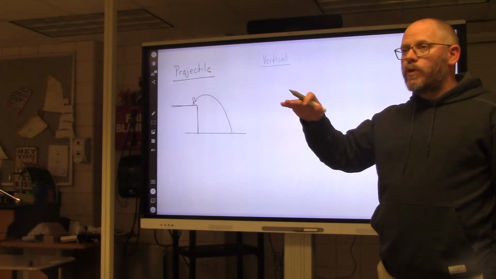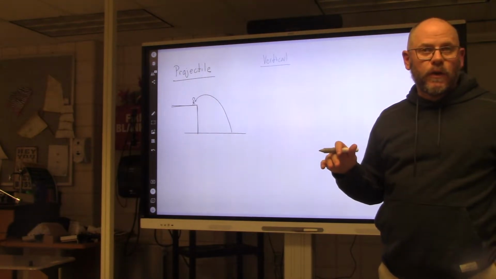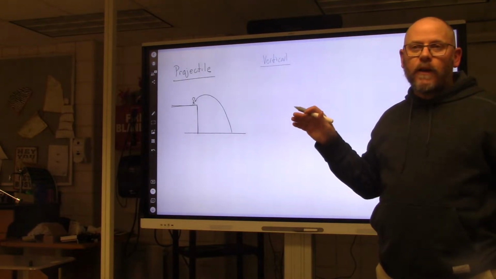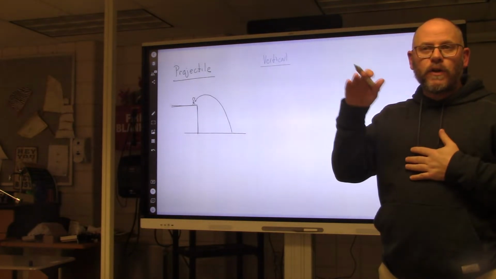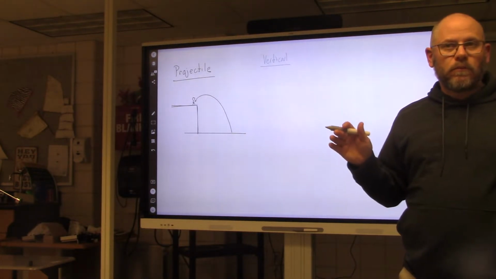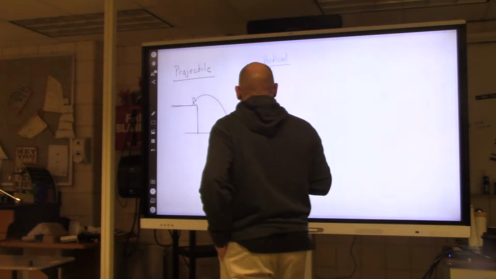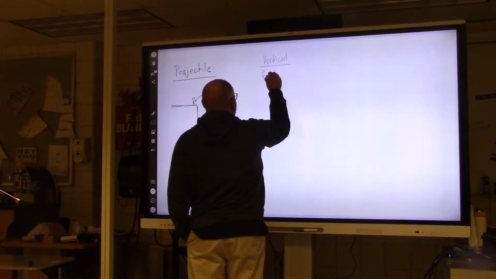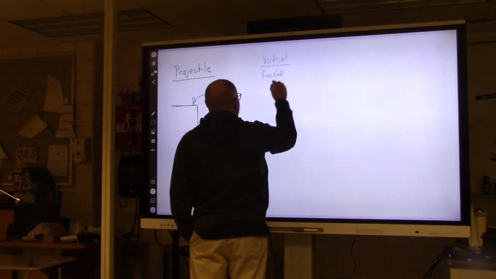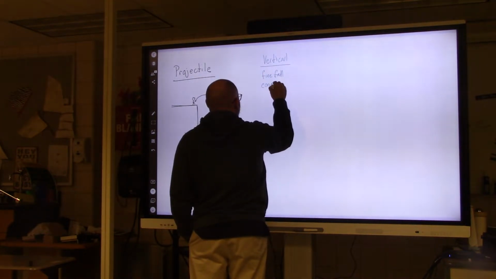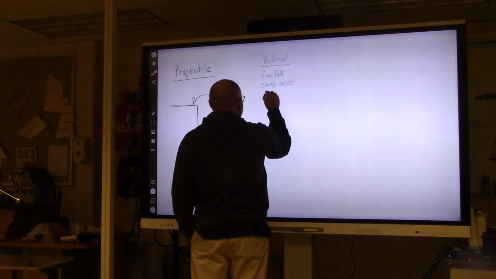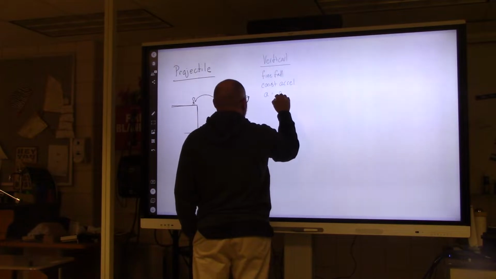Remember, the horizontal motion does not affect the vertical motion. If you drop a ball and you throw a ball, what happens? They hit the ground at the same time. The horizontal motion does not affect the vertical motion. Is that cool? So what we have here is free fall with constant acceleration, which is equal to our g value.